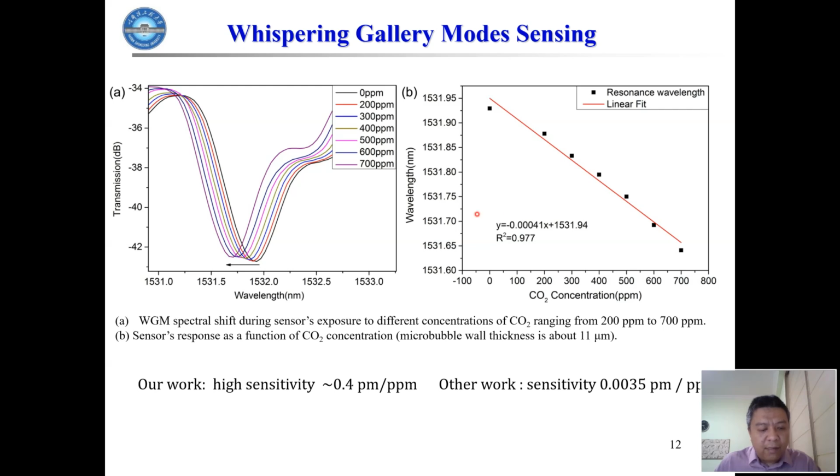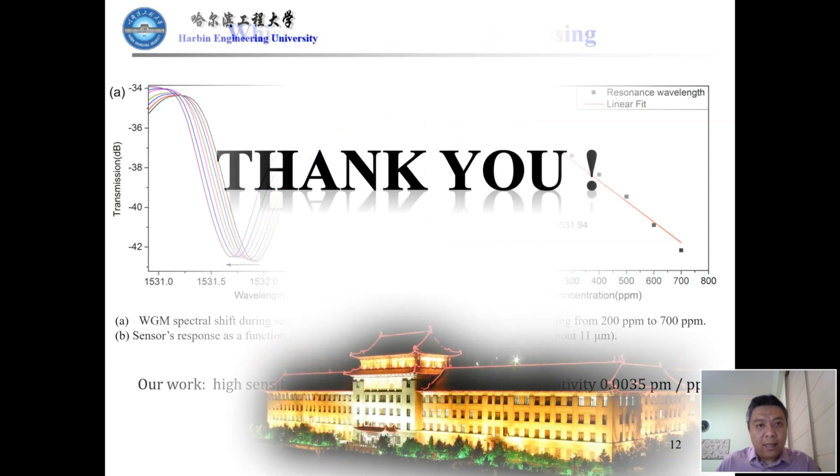As the concentration of carbon dioxide increases, you can see there is a blue shift of the resonance wavelength. It means the refractive index of the bubble was decreased. We got a high sensitivity of about 0.4 pm per ppm, which is almost 100 times higher than other reports. So this is all on my topics today, and thank you.